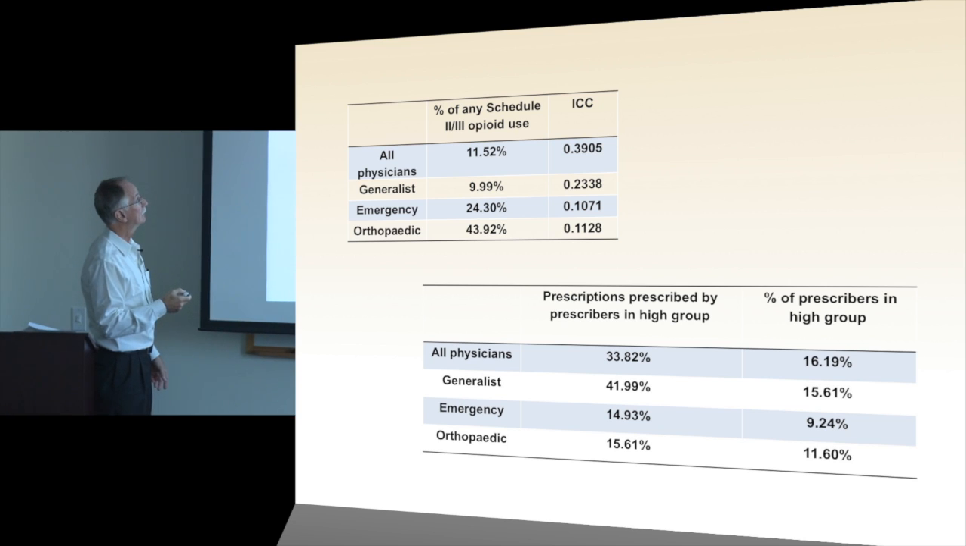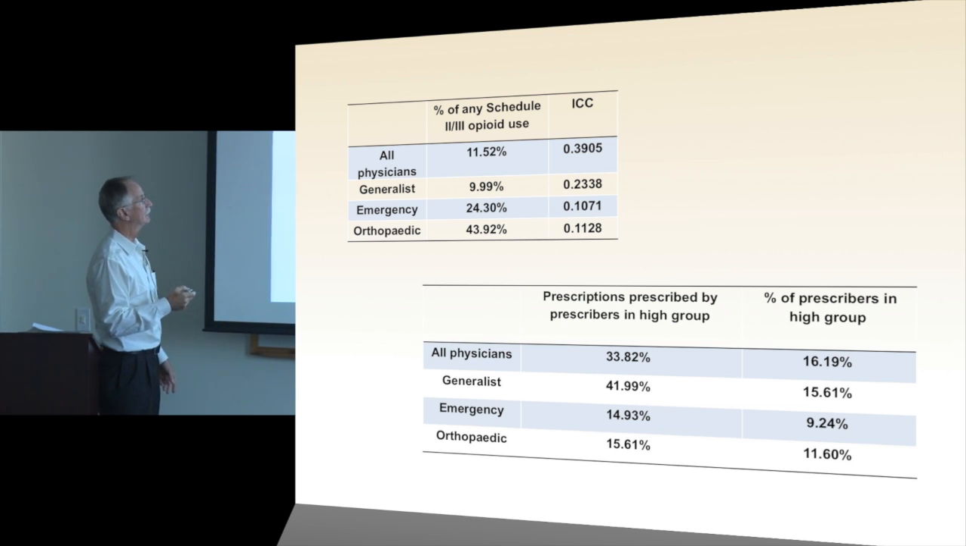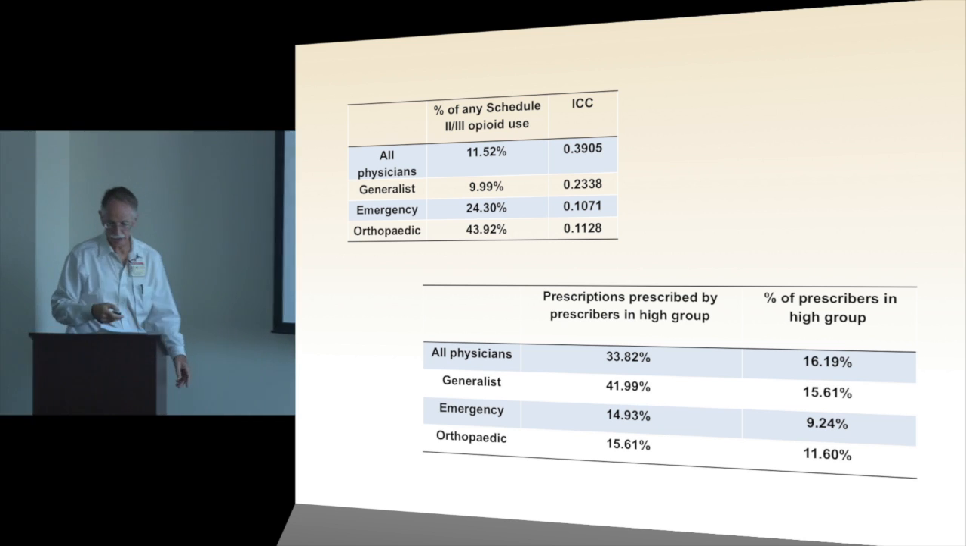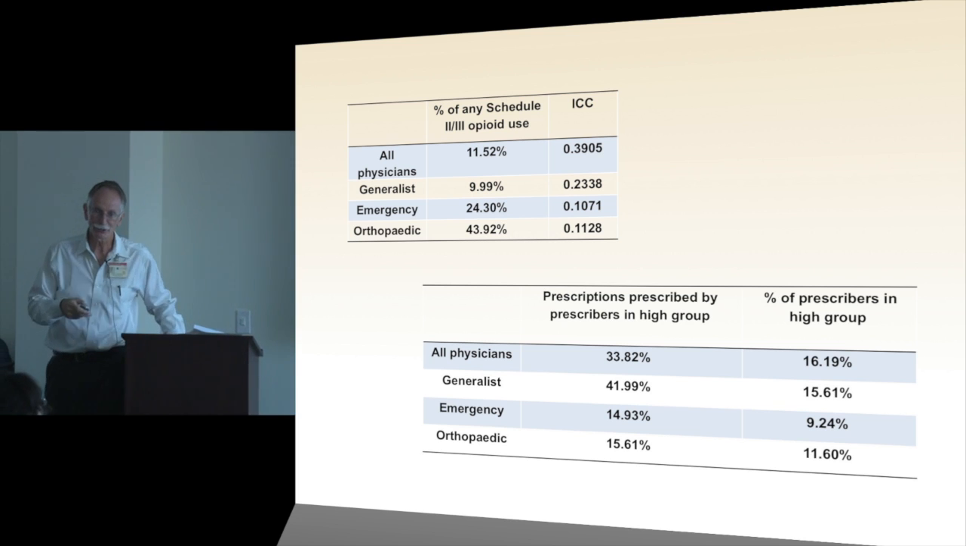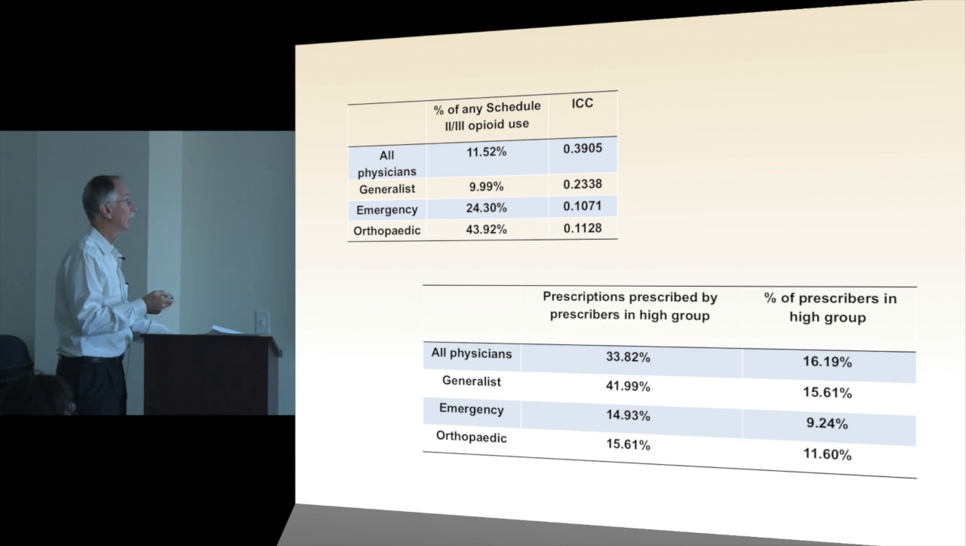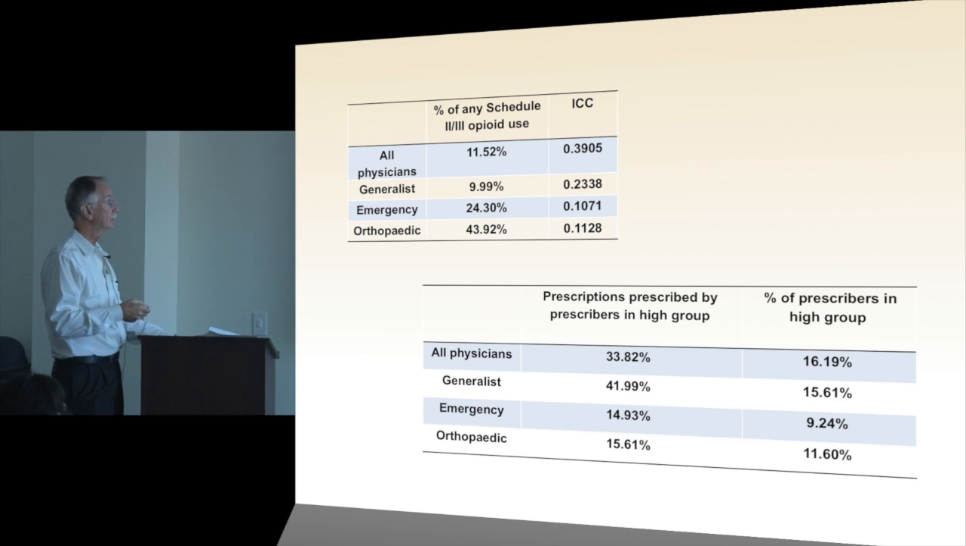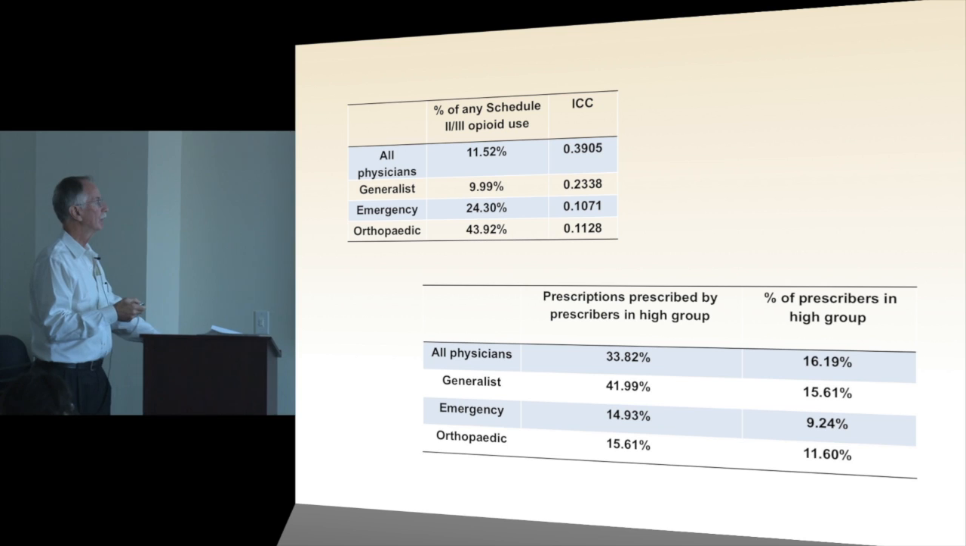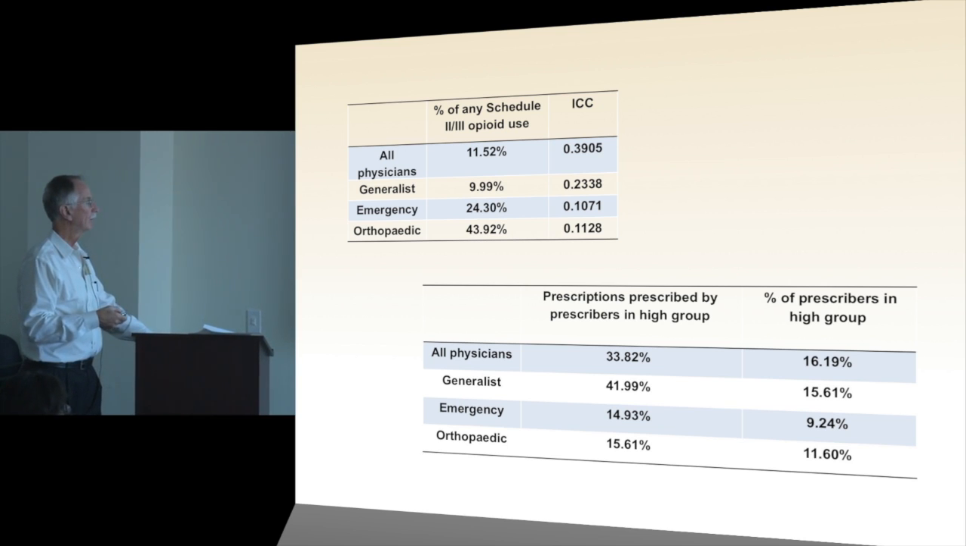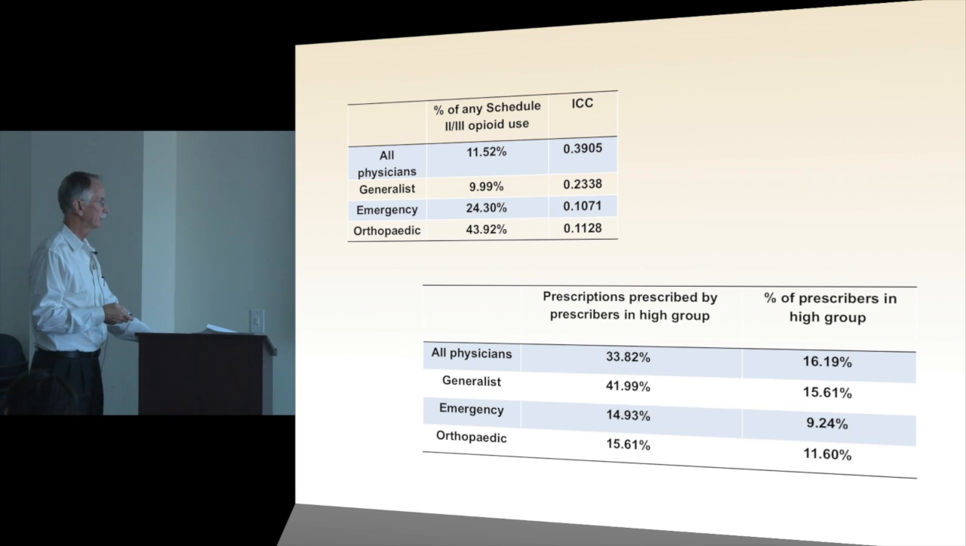This is the ICC. These are definitely artist impressions. Do not try to memorize these data, because these may change dramatically. But currently, what we're finding is that among generalist physicians, the ICC is substantial, 23%. When you see your primary care physician, 23% of whether you get an opioid rests at the primary care physician, whereas for these other specialties, there's less variation.